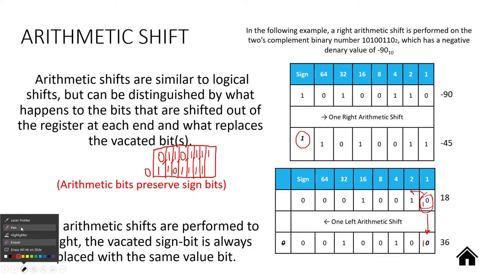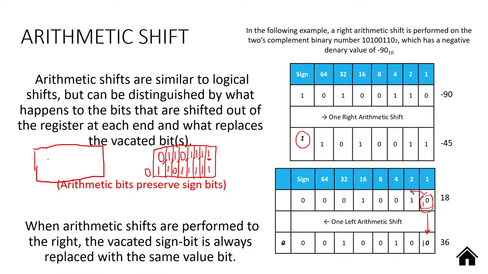Arithmetic. Mateeb comes in and says a one. He is correct. Because the bit was one before, arithmetic shifts maintain this. It's going to be a one now. Excellent. Yeah, perfect. Simple as that.